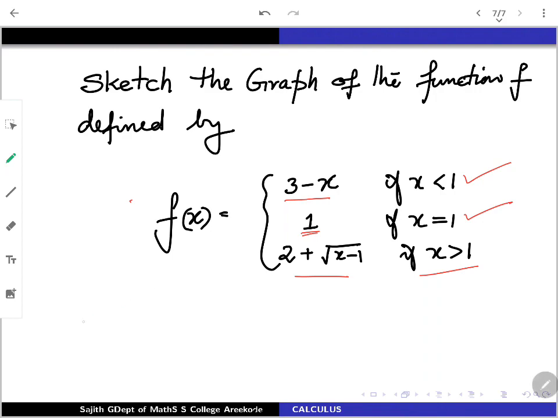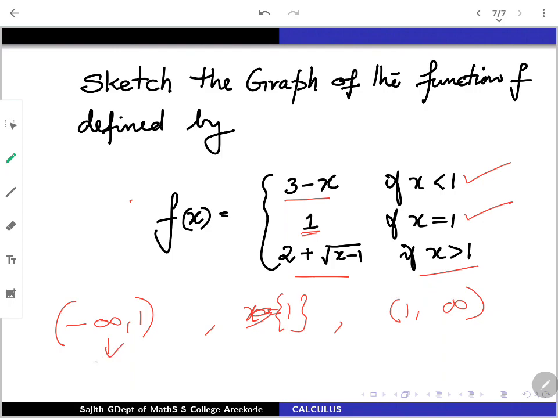So all these pieces to consider: the first subdomain is minus infinity to 1. Second is only one point, it consists of x equals 1. So this set is another subdomain, and the last part, x greater than 1, will be the open interval 1 to infinity. So these are the three subdomains.